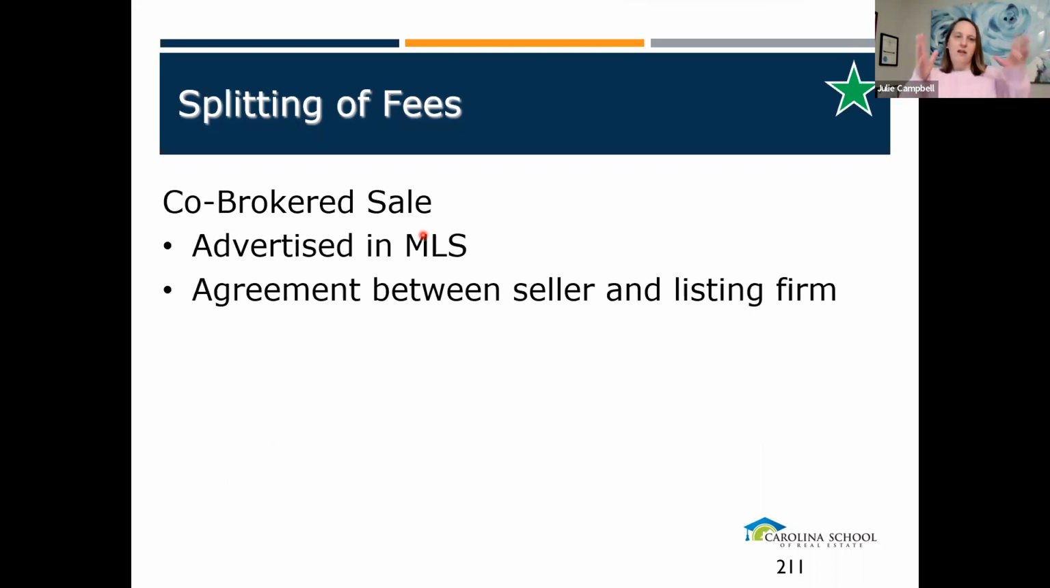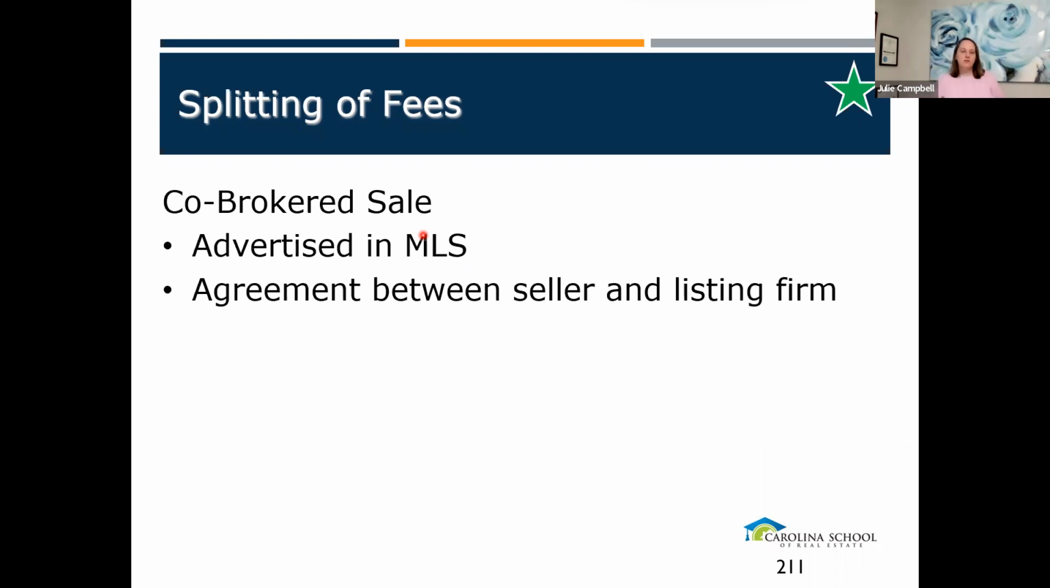Remember, if the seller hires a firm, the seller pays the listing firm, and the listing firm shares their commission with whoever brings the buyer. The commission agreement is between the seller and the listing firm. We're going to see where we agree to how much commission, and where we even share with the seller how we're going to split that with the selling firm. So it's a co-brokered sale. We're advertising to all members in MLS.